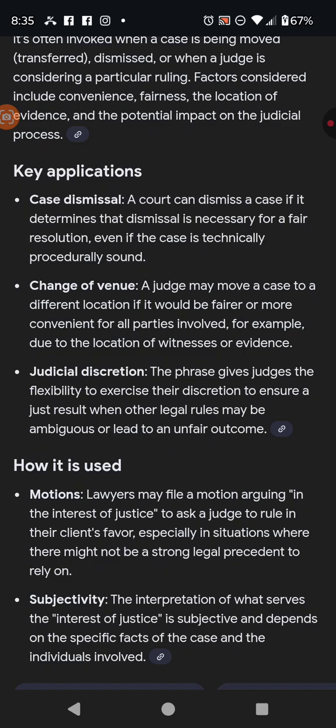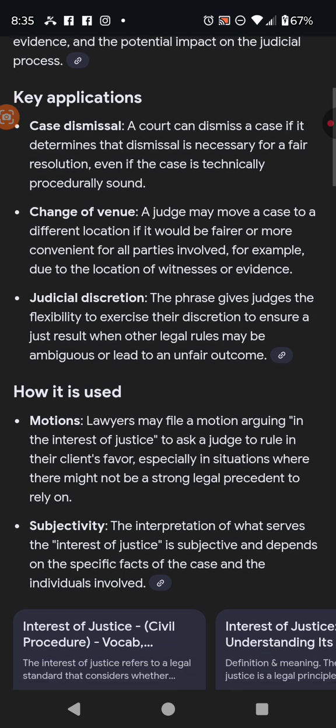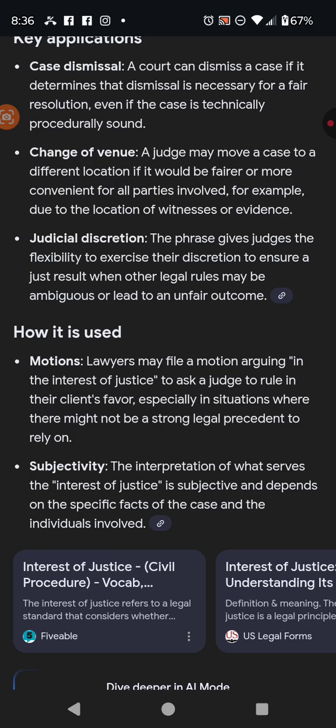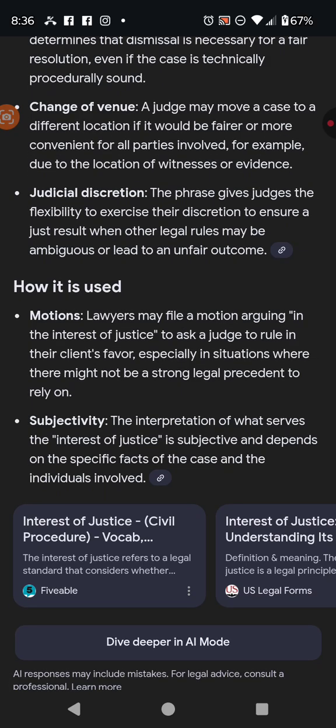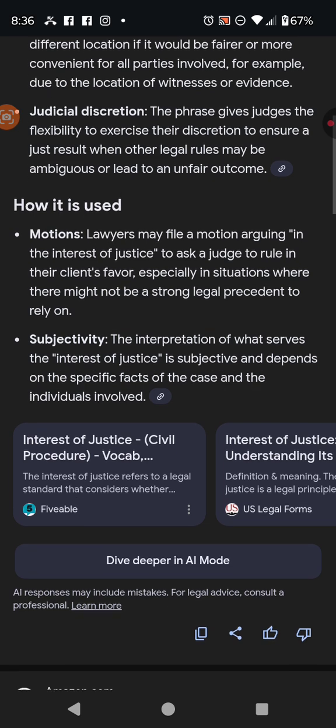Key applications: case dismissal. A court can dismiss a case if it determines that the dismissal is necessary for a fair resolution, even if the case is technically procedurally sound. Change of venue: a judge may move a case to a different location if it would be fairer or more convenient for all parties involved, for example, due to the location of witnesses or evidence. Judicial discretion: the phrase gives judges flexibility to exercise their discretion to ensure a just result when other legal rules may be ambiguous or lead to an unfair outcome.